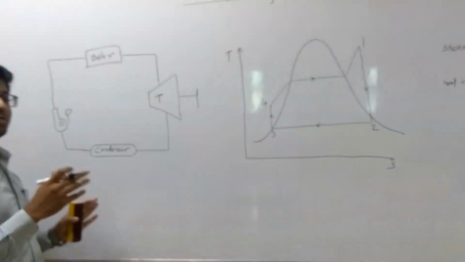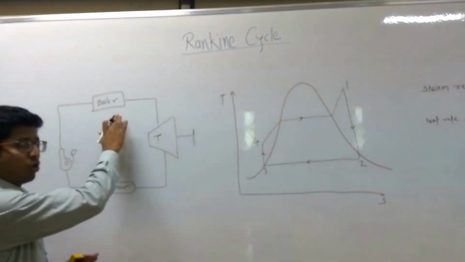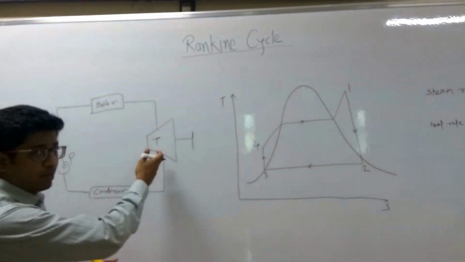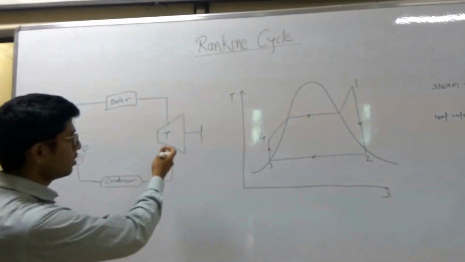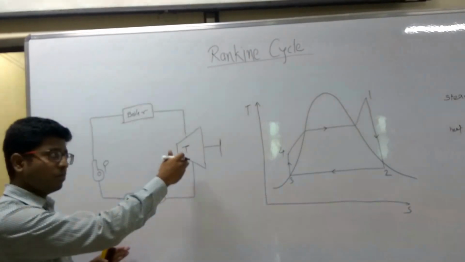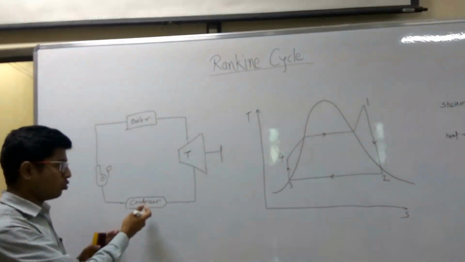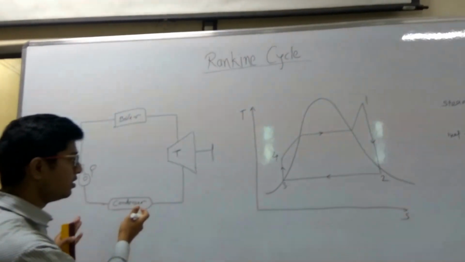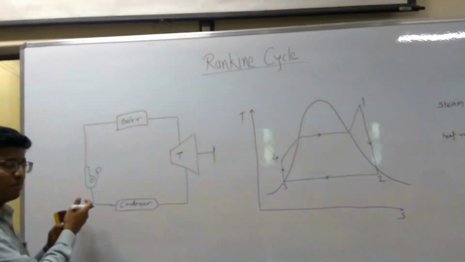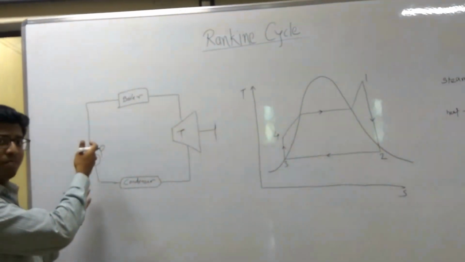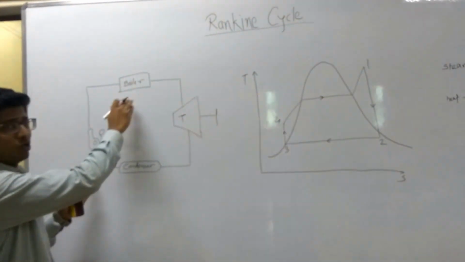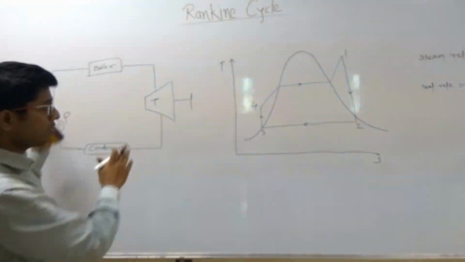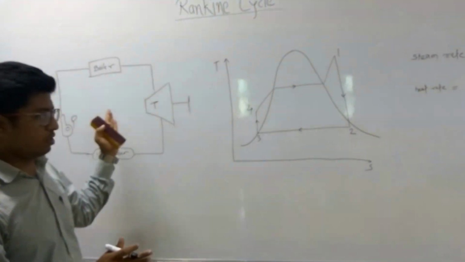Steam is generated in the boiler, then it passes through the turbine, which produces work output. Then the steam is passed over to the condenser, which condenses the steam. Again, this condensed water is compressed in the pump and then supplied to the boiler. So this is a general layout of a steam power plant.